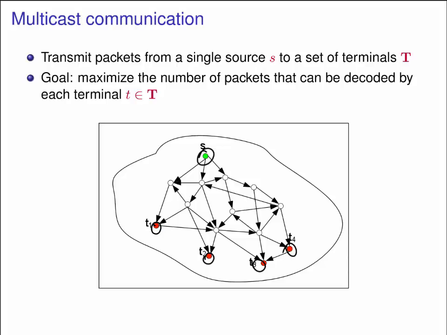And again, we want to maximize the number of packets that can be decoded at each terminal node, subject to this limitation that each link can only send 1 packet per time unit. Again, if you say that the rate of the multicast connection is 4, it means that at each time unit, each of the terminal nodes can decode 4 packets, and the same set of 4 packets. So the source node will receive 4 packets per time unit, forward them over the network, and each of the terminal nodes will be able to decode each of those 4 packets.